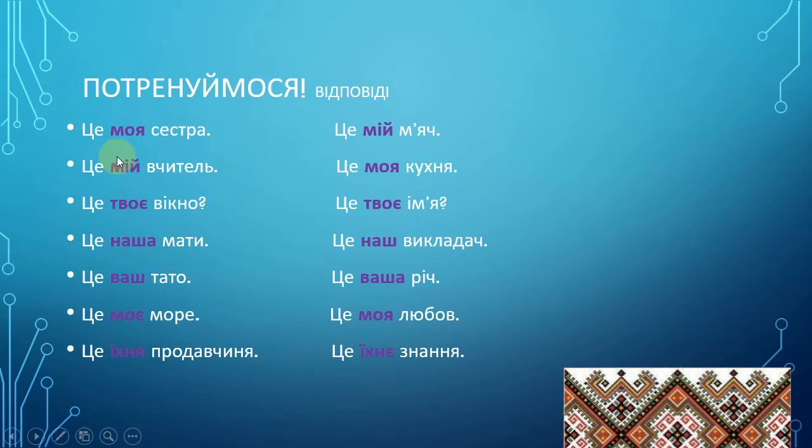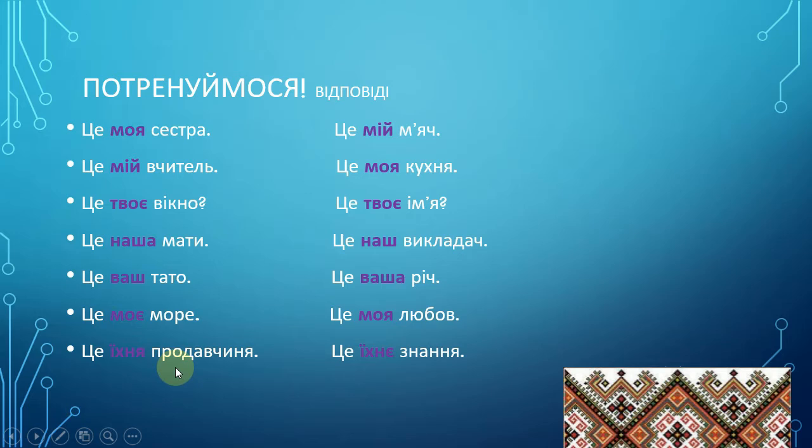Твоє вікно, your window. Це наша мати. This is our mother. So we know that мати is grammatical feminine, so that's why we use the grammatical feminine form of the pronoun наш, наша, наша мати. Це ваш тато. This is your father. This is your dad. Again, father and dad is grammatical masculine, so we use the pronoun ваш here. Це моє море. Море, grammatical neuter, so we use моє, the grammatical neuter form of this pronoun.